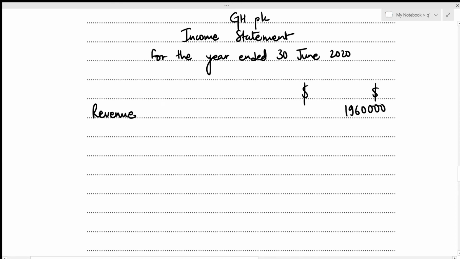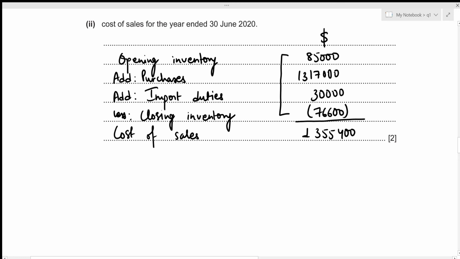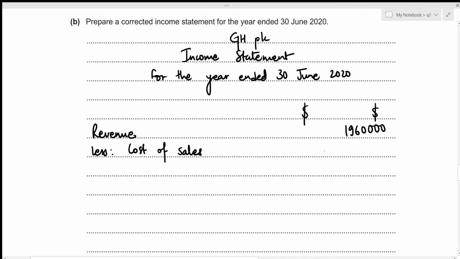1,960,000. Then the next step would be to subtract our cost of sales, and we already figured out the value for cost of sales in the first part of this question, right? So we can just easily substitute that value. It amounted to 1,355,400. Let's substitute this. That's 1,355,400, and since we need to subtract it, I'm just going to put it in a bracket. Now we can easily figure out the gross profit. And gross profit is just the difference between revenue and cost of sales, which in this case is 1,960,000 minus 1,355,400, which results in the value of 604,600.